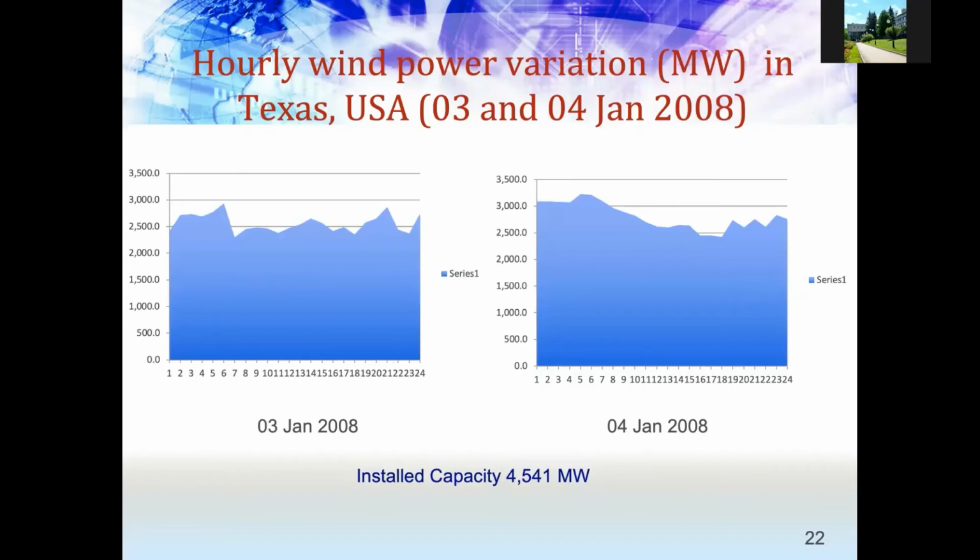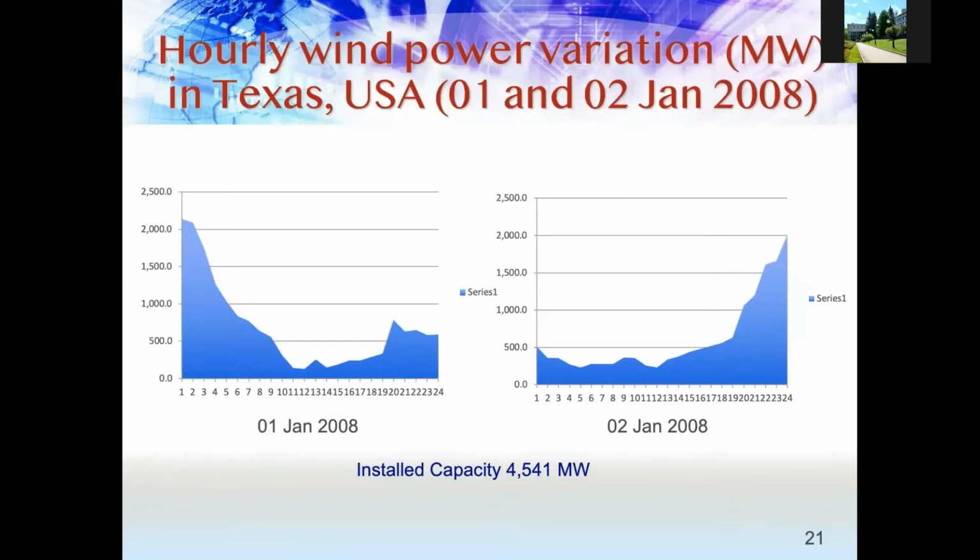Same wind farm in Texas. So January 2nd was low, 1st was lower. The 3rd of January is very good. It is running at close to 3,000 megawatt most of the day. This is my challenge.